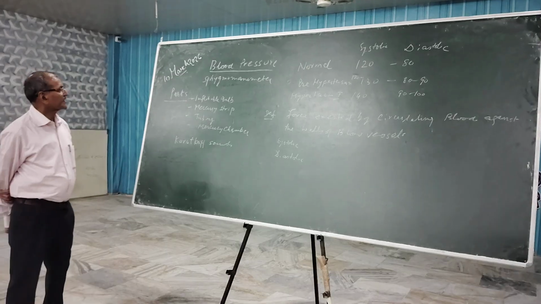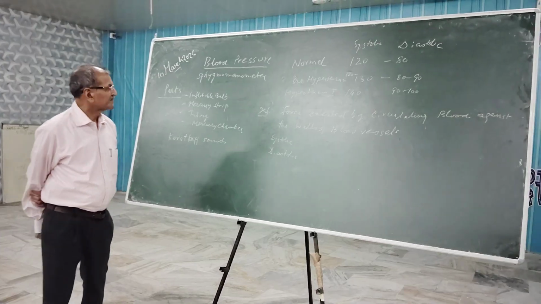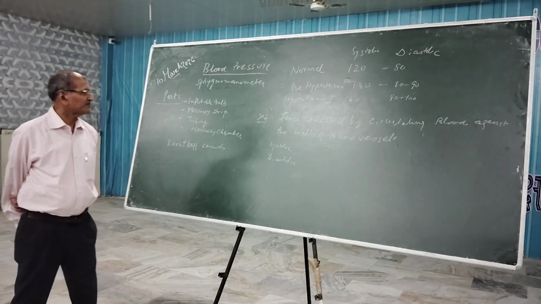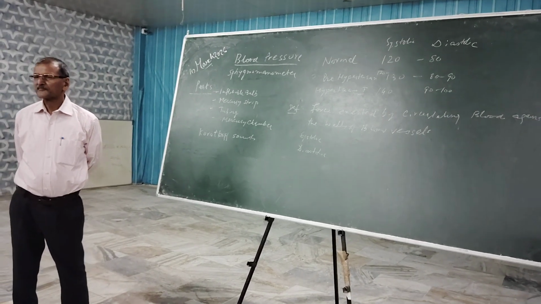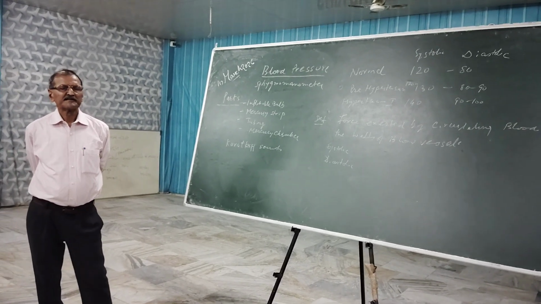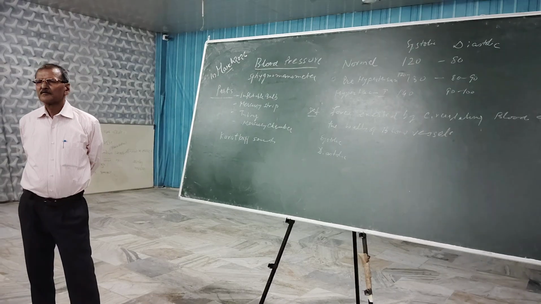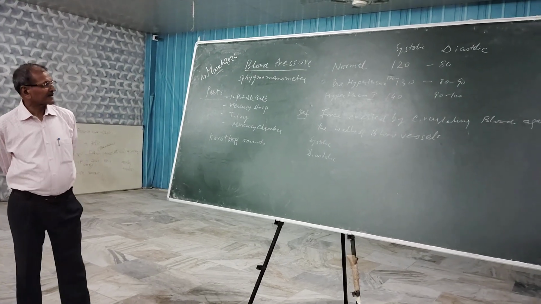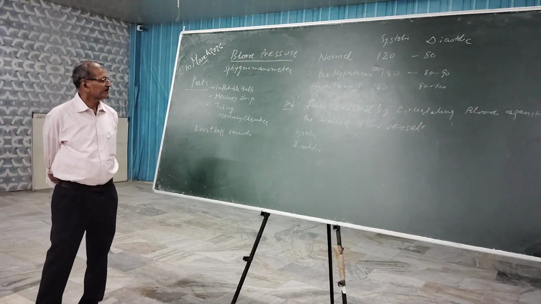Now, what are the parts of the blood pressure apparatus? We will see it practically also. One is the inflatable bulb, which you press and generate the pressure in the inflatable cuff. Second is the mercury strip. Third, tubing, mercury chamber.